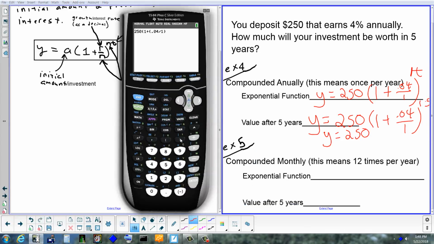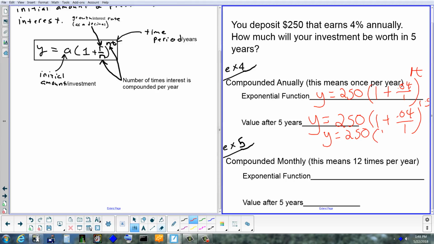Mr. Hager's going to show you guys, doing the whole thing on the calculator. Let me do it one step at a time. So he just did 1 plus 0.04 divided by 1. 0.04 divided by 1 is going to be 0.04. So what I'm going to get here is 1.04. On the outside, what's my exponent going to be? 5, right? So it's 1 times 5.